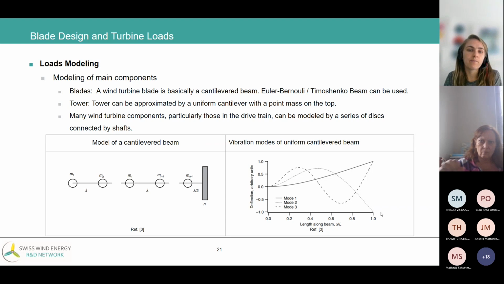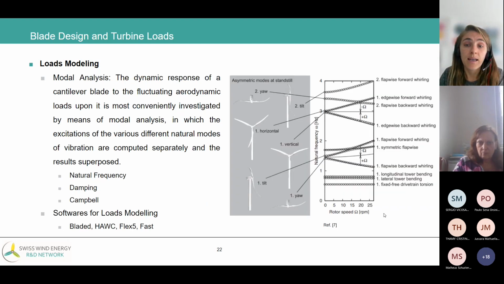Of course, a component can have n modes, but usually we calculate the modes up to the third mode, which are the ones that have more energy and can have an influence on other components of the turbine.